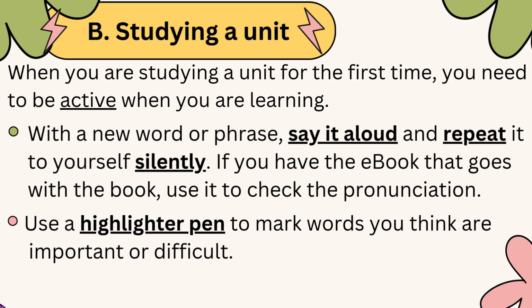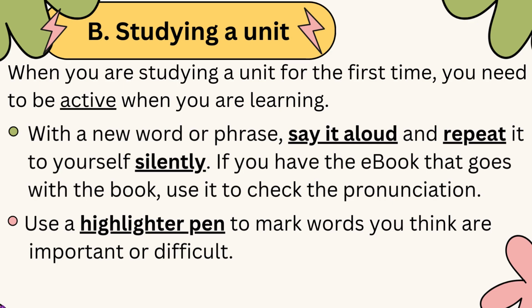In part B, it mentions the things that you need to do when you learn a unit. The very first thing is you need to be active and pay full attention. And then with a new word or phrase, you have to say it aloud, and sometimes you need to repeat it to yourself silently. You can also play the audio files that come along with the ebook, and you can use a highlighter pen for the important and difficult words.